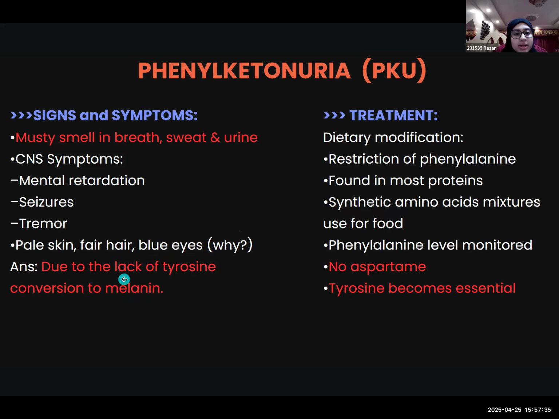But if you saw just that they have pale skin and fair hair and blue eyes, this means that this is albinism, which I'm going to talk about later. But the musty smell in breath must be in the question. So how do we treat this?